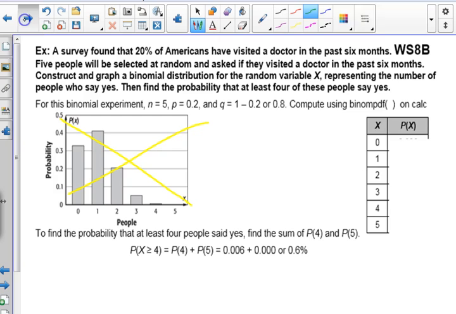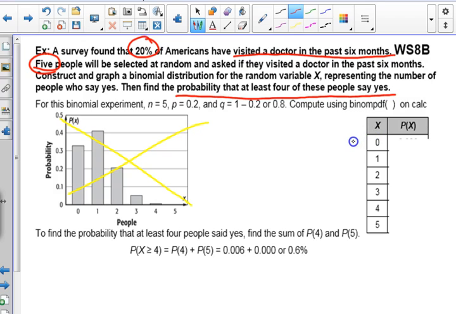All right, I'm going to move on to our question here. This says a survey found 20% of Americans have visited a doctor in the last 6 months. We are going to randomly pull 5 people and ask if they went to the doctor in the last 6 months. We want to know the probability that out of our 5 people asked, at least 4 will say yes, they went to the doctor in the last 6 months.